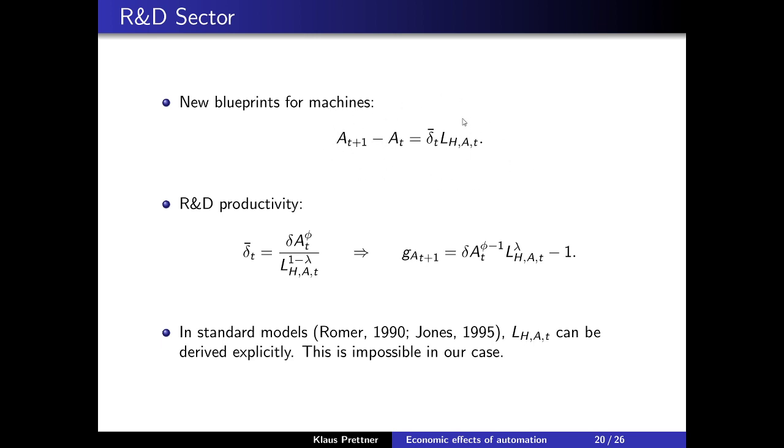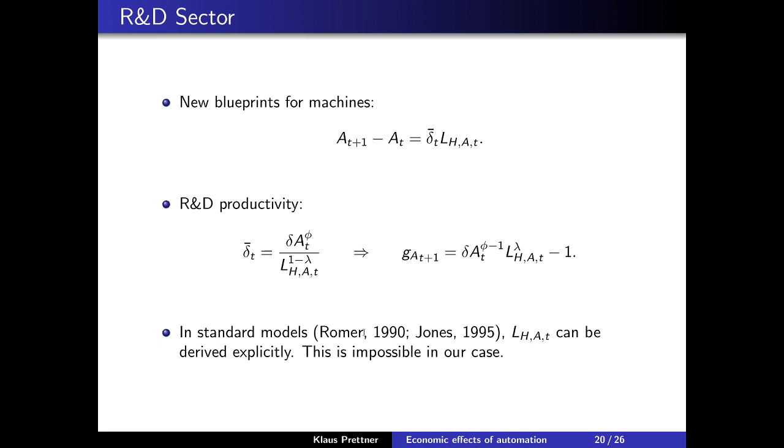So new technologies are produced with labor, but that's now the high-skilled workers that choose not to be engineers in the final goods sector, but scientists in the research and development sector. And their productivity is given by delta T bar, where delta T bar depends, as in the Jones model, on intertemporal knowledge spillovers measured by phi, and stepping on those externalities measured by lambda. And that allows us to solve for the rate of technological progress as a function of the number of high-skilled workers in the research and development sector, so the number of scientists.